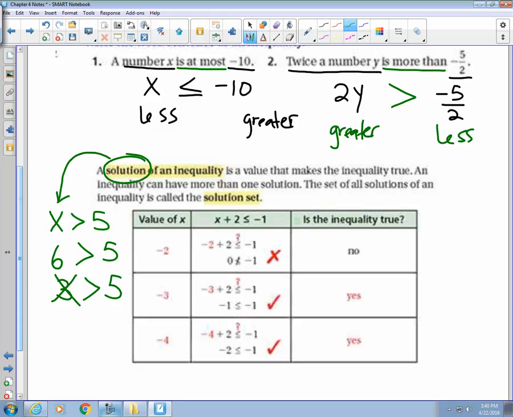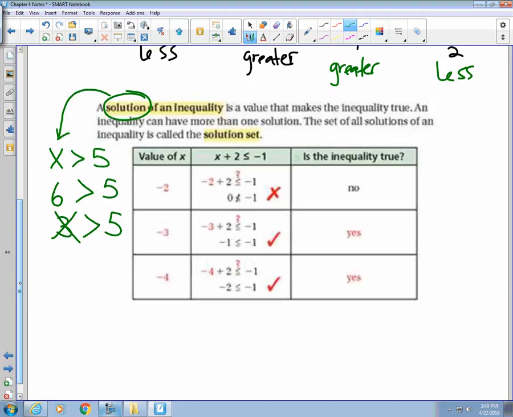Let's choose a different number because it says there might be more than one solution. So I'll just choose the number 10 and plug it in for x. 10 is greater than 5. That statement is true, so 10 would be a solution. So when we go back to the original expression, x is greater than 5, that means any number greater than 5 that I plug in there is going to make it true. All right? And if I was to take all of those numbers and put them into one set of numbers, that would be called the solution set.